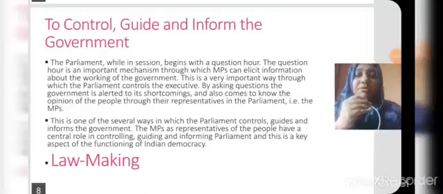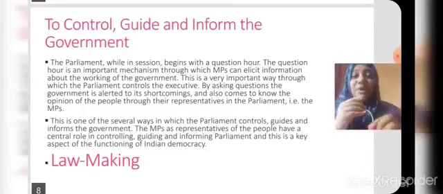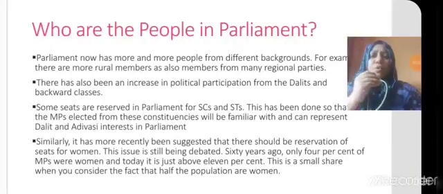Children, another important function is lawmaking, but this particular function will be revised in detail in the next chapter, because that is a different and very crucial task performed by the parliament. Now children, you will imagine who these people are in the parliament, how they've got elected and what background they belong to. So let us understand: who are the people in the parliament?